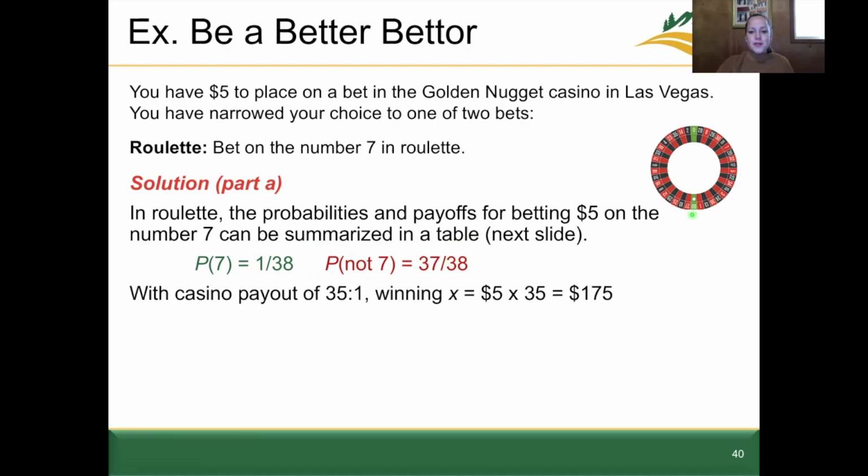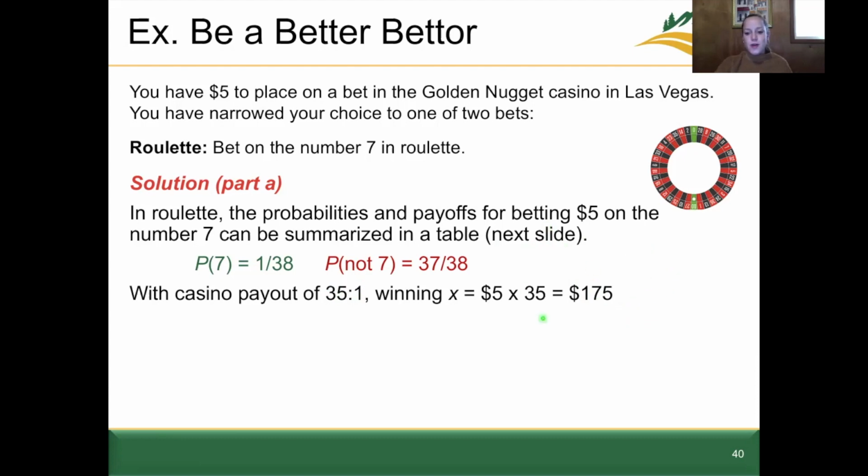From the example we previously did with roulette, we have a casino payout of 35 to 1. 35 is how much we're profiting, where 1 represented how much we're betting. So all of this needs to be multiplied by 5 because we're betting $5. So when we're betting $5, we're going to multiply 1 by 5 and 35 by 5. So we could profit $175 when we bet $5. Again, this was fully explained in 4.1, so go back and see that if you need more explanation.